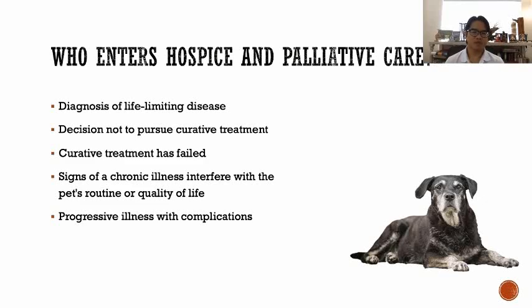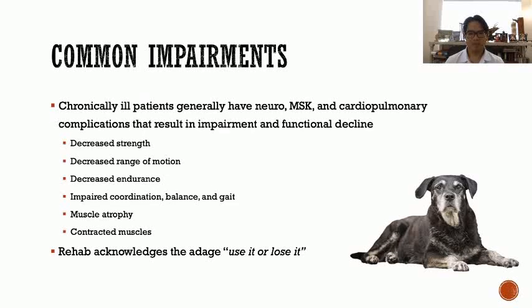And also patients with progressive illness with complications. When patients have chronic disease, generally they may have all sorts of other complications such as neuro, musculoskeletal, or even cardiopulmonary complications. Those could result in impairment and functional decline. For example, they may have declined strength, decreased range of motion of the joint, decreased endurance, impaired coordination, balance, and gait. Elderly patients or patients that cannot get up and walk may have significant muscle atrophy or contracted muscles.